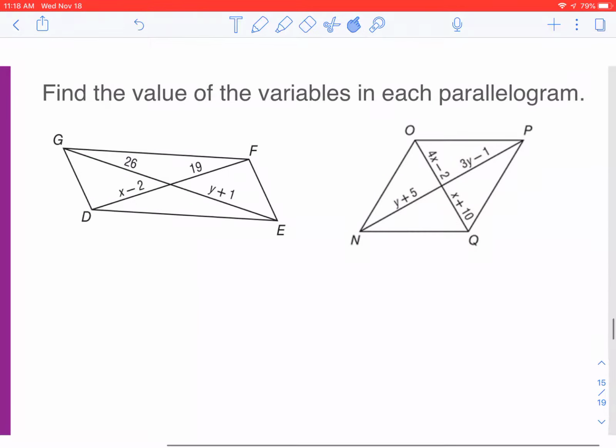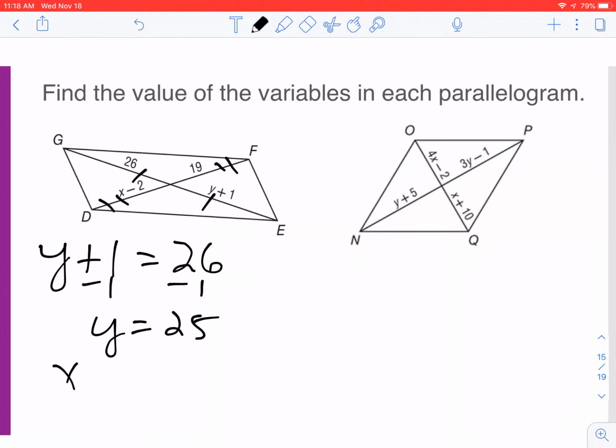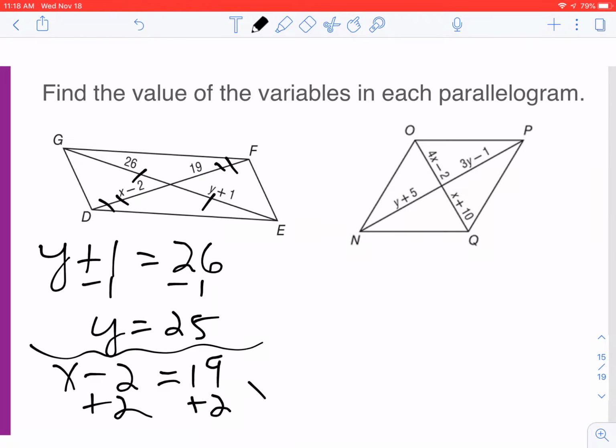Okay, we got two more diagonal problems here. Okay, we're just going to set them equal to each other. So we'll do this first one together. Y plus 1, I like to mark my pictures, equals 26. Very simple. Y equals 25. And then I have x minus 2 equals 19. Plus 2, plus 2. X equals 21.